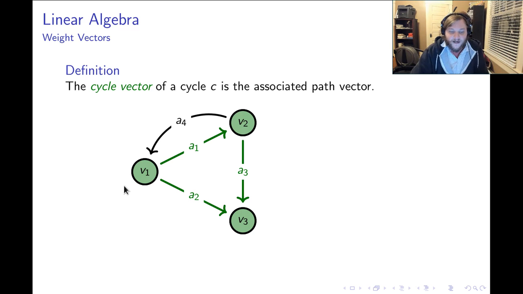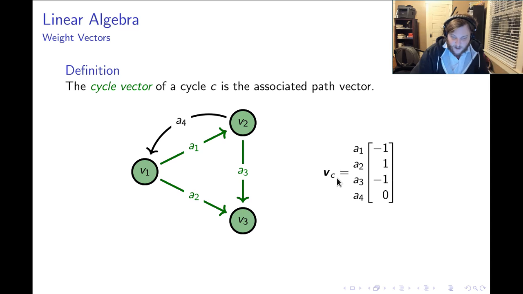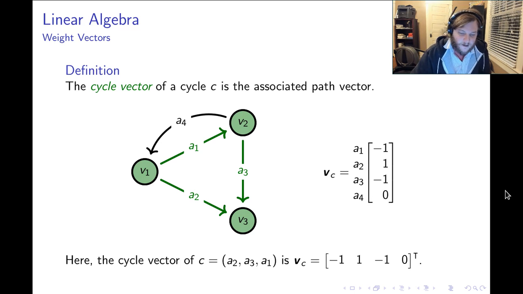And we can organize the data of that cycle into a weight vector. So the cycle vector tells us the path we took. We traveled with A2, so we'll get a +1 in the second position. Then we traveled against A3, so we get a -1 in the third position. And then we traveled against A1, so we get a -1 in the first position. We ignored A4 in this cycle, so we get a 0 attached to A4 here in the fourth position. So the cycle vector here is the vector -1, 1, -1, 0.